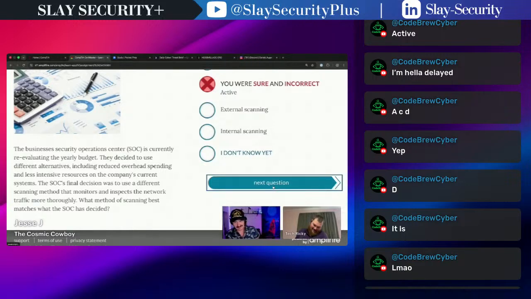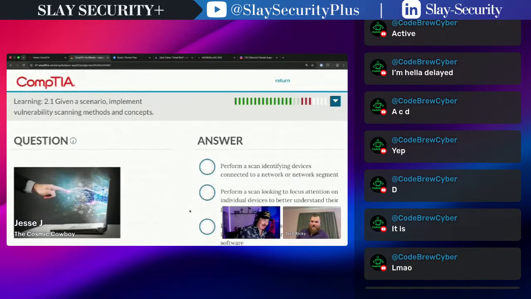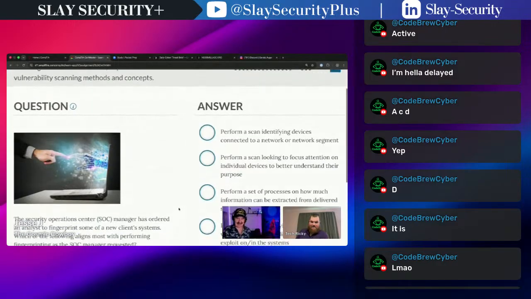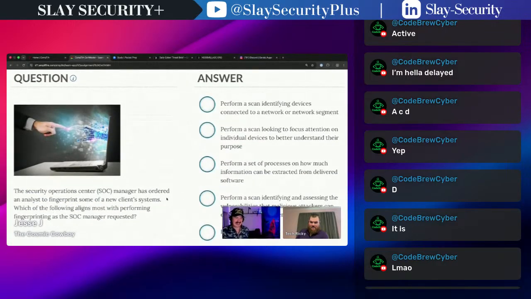All right, we gotta get one right before we go home because we're about done for the day, and I want to get one right. The security operations manager has ordered an analyst. A SOC manager has ordered an analyst to fingerprint some of the new client systems. Which of the following aligns most with performing fingerprinting as the SOC manager requested?